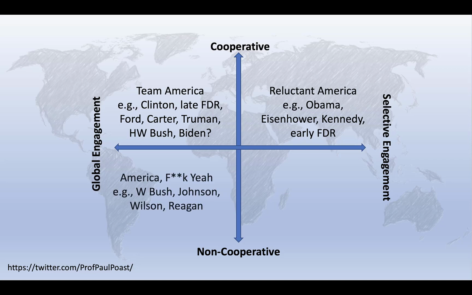The third group is generally non-cooperative or more unilateral in their orientation, but nevertheless seek to operate on a global level. Post labels this group America, F yeah, and includes George W. Bush, Johnson, Wilson, and Reagan. And the final group, we have presidents who are more unilateral in their foreign policy orientation and isolationist in their approach. Post labels this group America First and includes Nixon and Trump in this category.